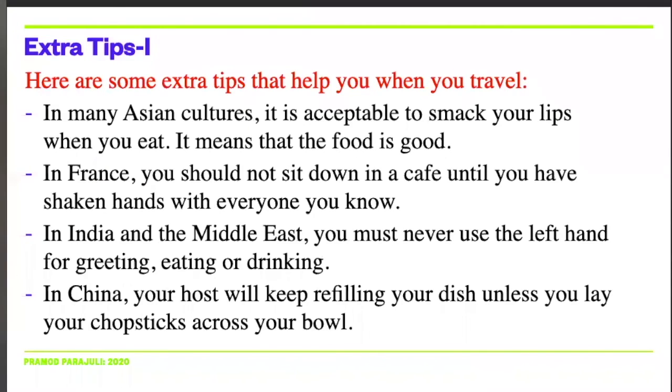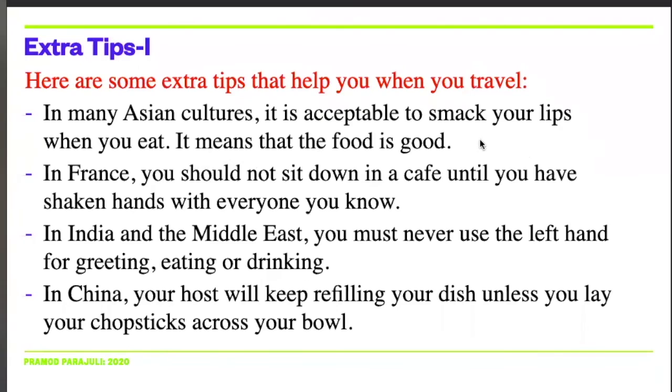So, extra tips. These extra tips are useful for you when you travel abroad or to different countries. As I just said earlier, different countries have their different social and cultural norms and values. So you should be aware of those things before visiting those countries. In many Asian countries, it is acceptable to smack your lips. Can you guess the meaning of smack here? Smacking your lips when you eat means that the food is good.